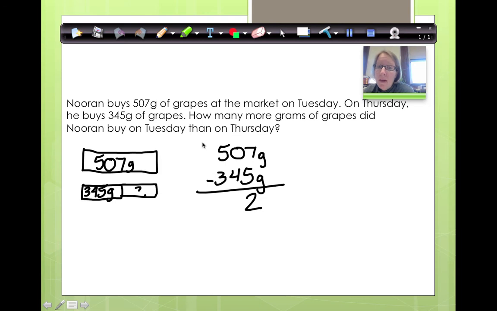I need to borrow. So when I borrow, I'm going to put the 4 here, and I'm putting the 1. No, they want you to put it here. I'm going to put it here. Okay, so now we have 10, take away 4. What do we have? 6. And 400, take away 300 is 100. And what is it? 162 grams of grapes.